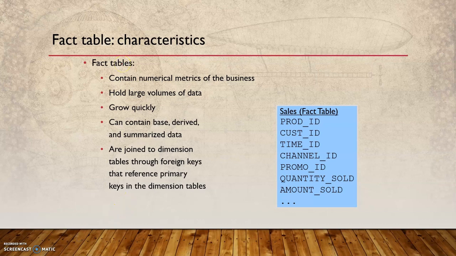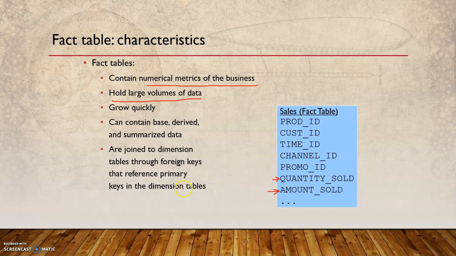So we had been discussing the fact tables and the dimension tables. Let's look at some of the characteristics. There could be plus or minus, but generally, as we said, numerical metrics in the business hold a large volume of data because that is the transactions. As I said, day in and day out, if quantity sold or total amount sold is going to be captured, the fact table is going to quickly grow.